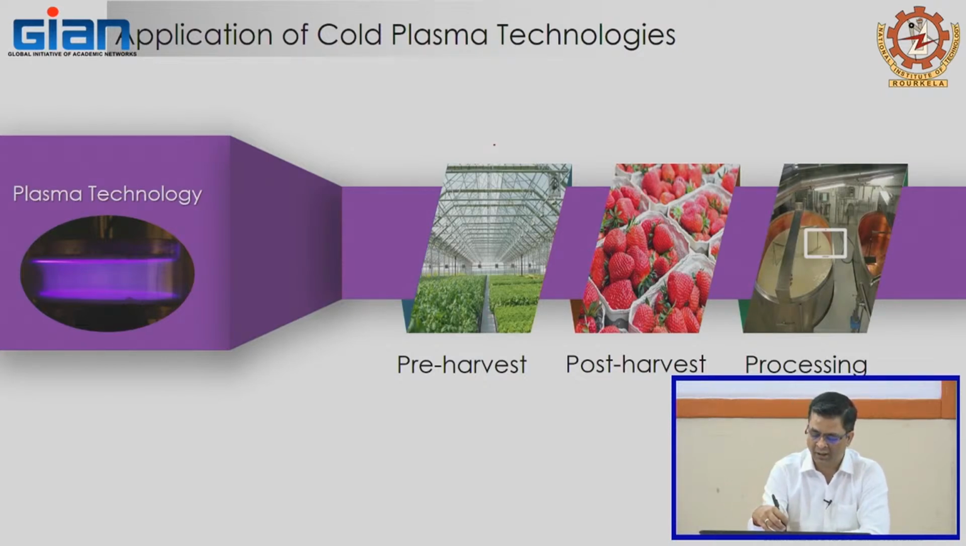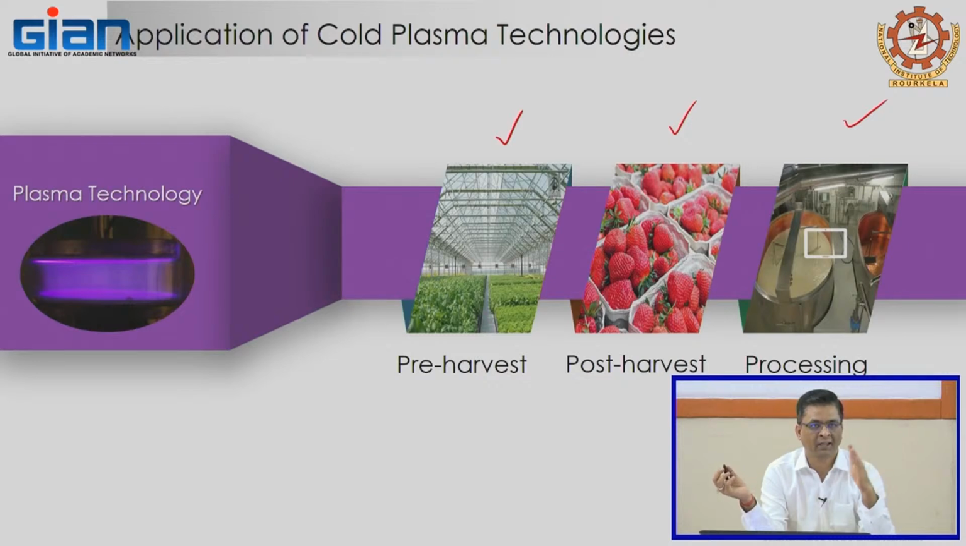How? We'll find it out now. Application: pre-harvest, post-harvest, even processing. If we have free radicals and we have wastewater which has a higher amount of BOD and COD, the moment we give a plasma treatment, it will reduce its BOD and COD because of oxidation of organic matter. So that is also one way of treating the water.